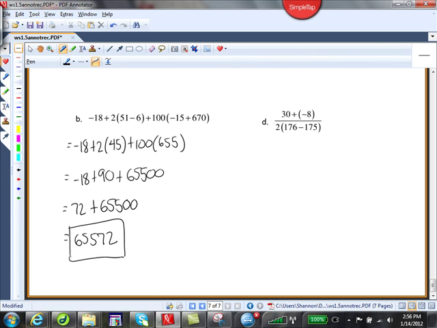How's it going? Hanging in there? All right, so here we go. 30 plus negative 8 is 22, all over 2 times 176 minus 175 is 1. So we'll get 22 divided by 2, which is 11. We're all done with 1.5.